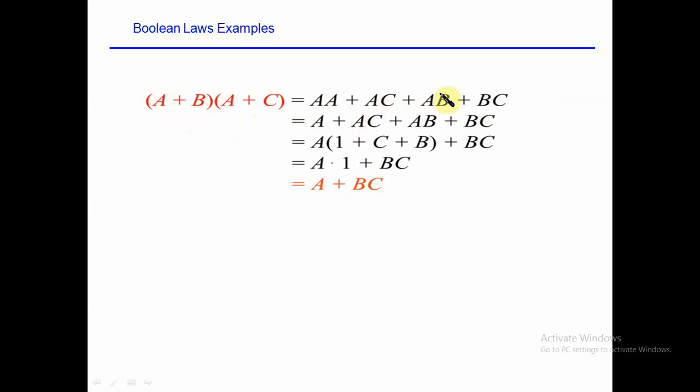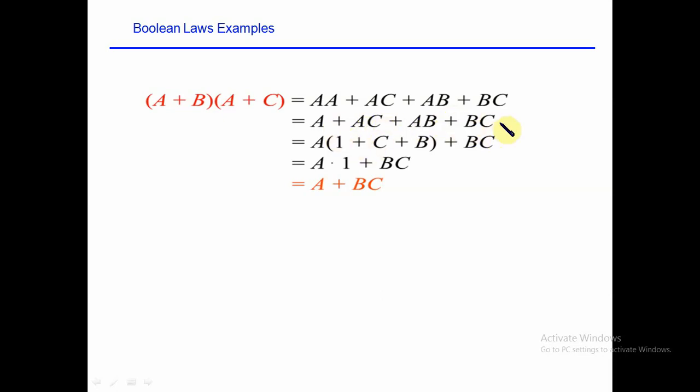After that, you check for any common term. Here a is the double term, hence we omit the repeated terms. We have to take only one term, that is a, ac, ab, and bc.